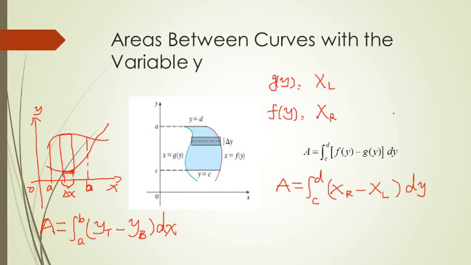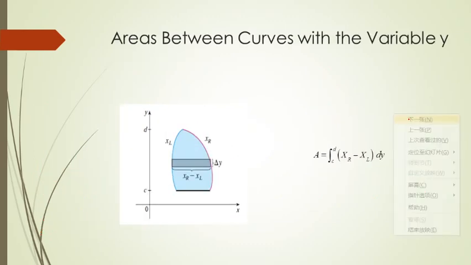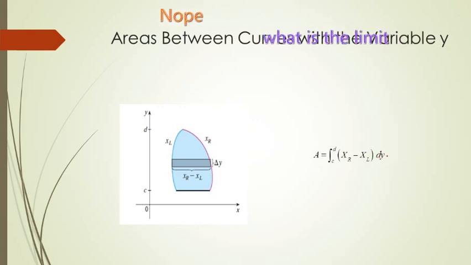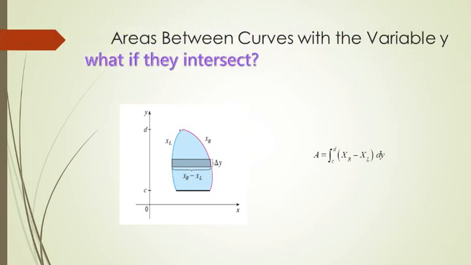Any questions so far? And this is the case when the curves intersect at one point. It's the same. You use the right function curve minus the left function curve. What is the limit? This is the case when they intersect, from c to d.